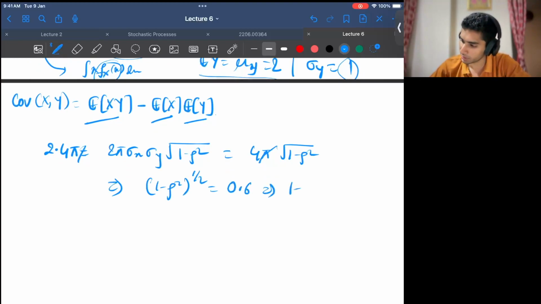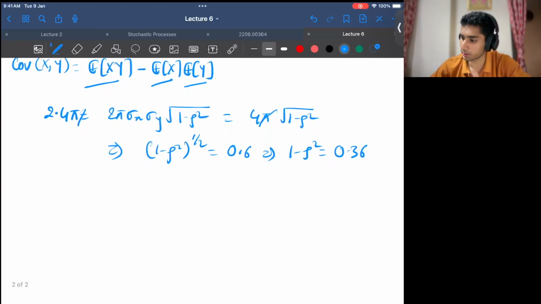This implies 1 minus rho square is 0.36, square of 0.6. This implies rho square is equal to 0.64, and hence rho is equal to square root of 0.64, which is what?